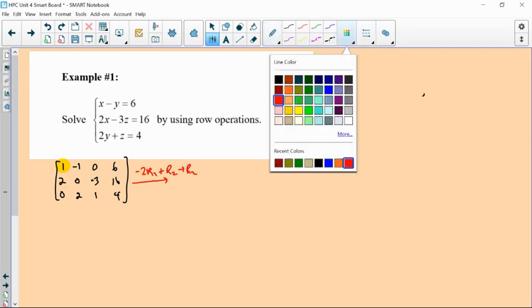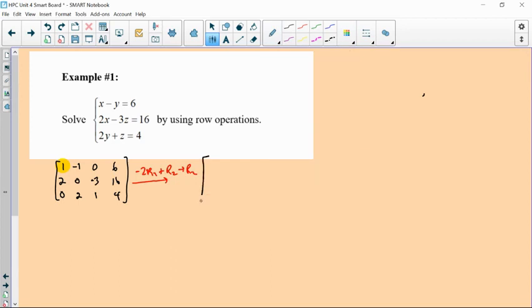Oops, sorry. So then in my new matrix, row 1 is not going to be altered. It's still going to be a 1, a negative 1, a 0, a 6. And row 3 is still going to be the same, 0, 2, 1, 4. Sometimes I like to do the ones that I don't have to change first. Then negative 2 times 1 is negative 2 plus 2 is 0. Negative 2 times negative 1 is 2 plus 0 is 2. Negative 2 times 0 is 0 plus negative 3 is still negative 3. And then negative 2 times 6 is negative 12 plus 16, which is 4.